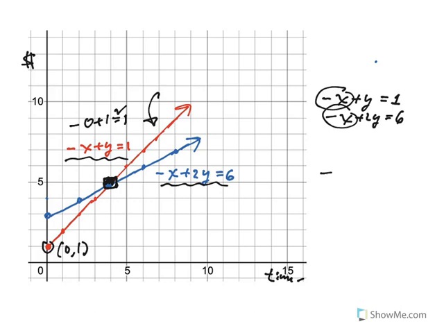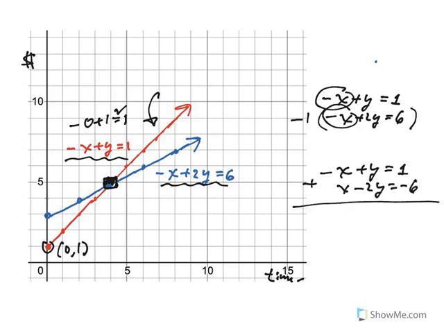And if we use techniques, I personally like to make it so one of these is positive and one's negative. So if I take that bottom equation and multiply it through by -1, I get x minus 2y equals minus 6. Then if I add these two equations together, the minus x and x become 0x. Minus y plus negative 2y is negative 3y. And 1 plus -6 is -5. So y equals 5. And that is the y-coordinate of this point.